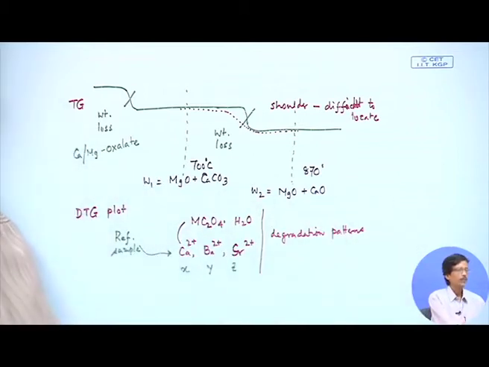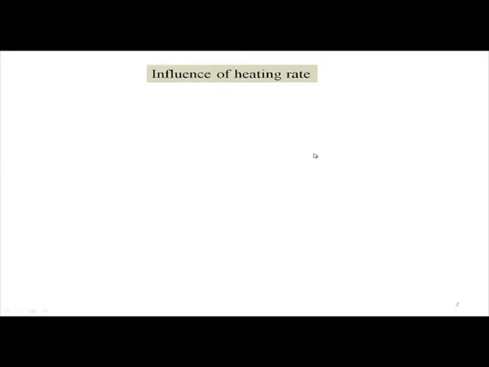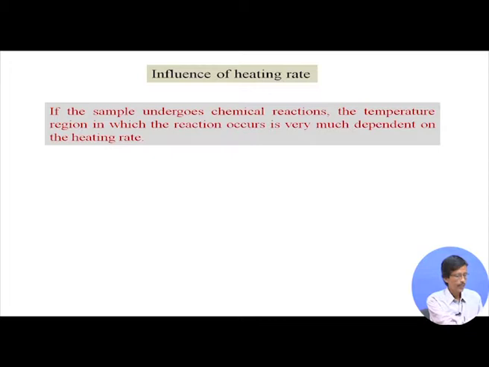So, if we come back to the discussion of heating rate, the influence of heating rate, how heating rate can change the nature of these plots, and particularly we are interested to know about the corresponding plot where this TG and DTG plots will be a little bit different, and we basically go for the pinpointing of the elimination of the material. So, if a sample undergoes a chemical reaction, the temperature region in which the reaction occurs is very much dependent on the heating rate.